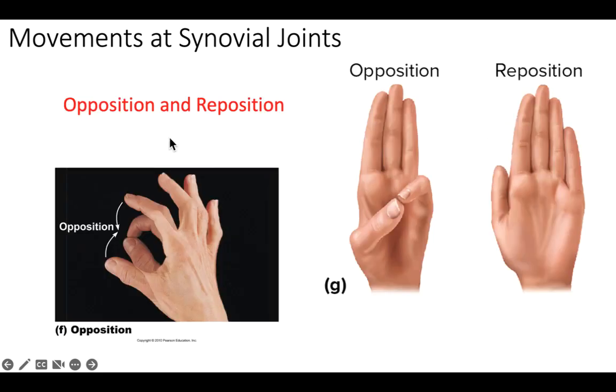And then finally, we've got some other things with our thumb. We can do opposition and reposition. Opposition is when you move that thumb over and you can touch your pinky. And then when you move it back, it's called reposition.